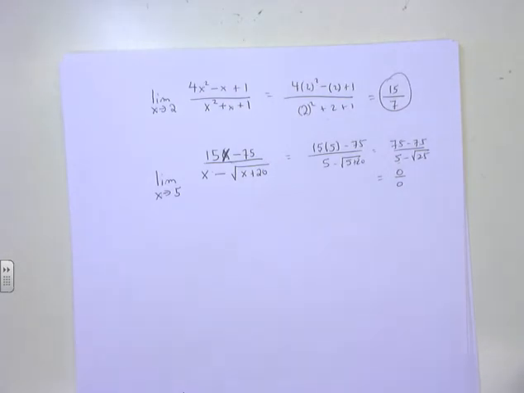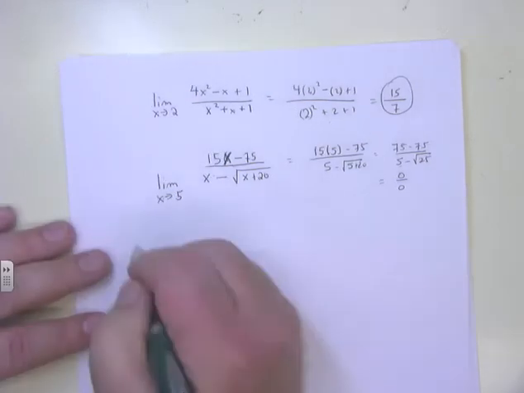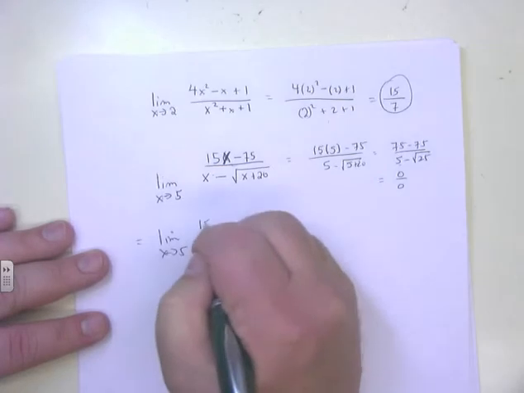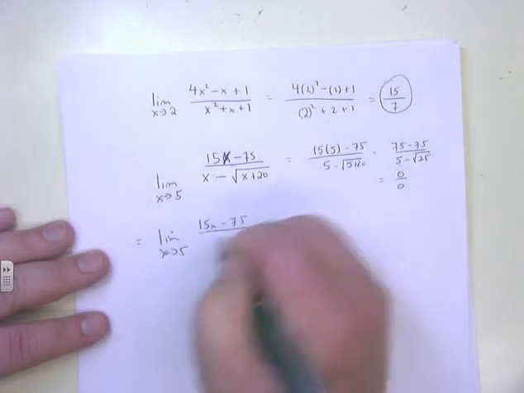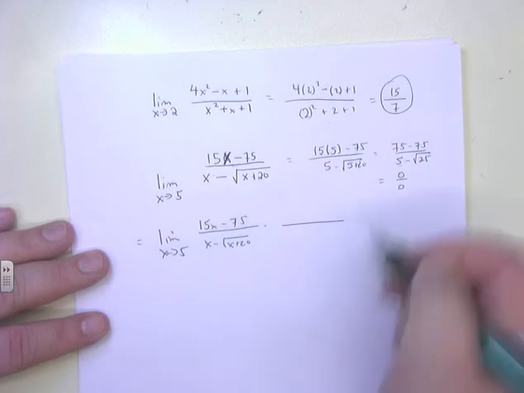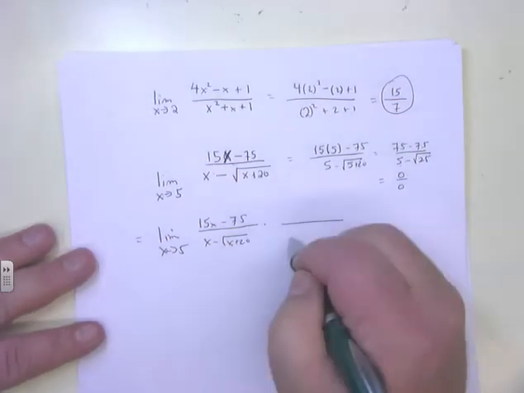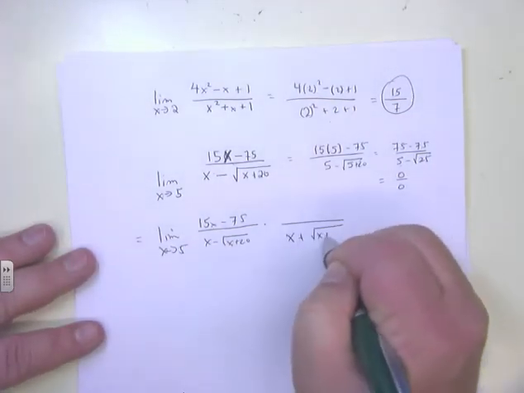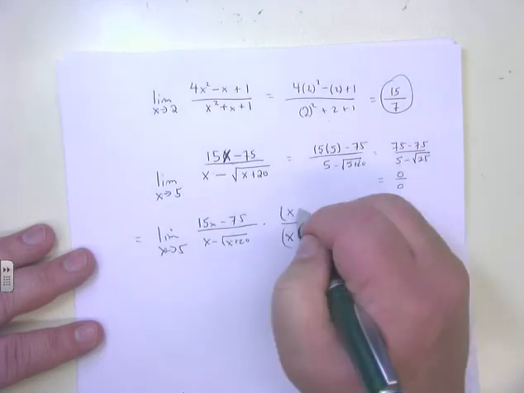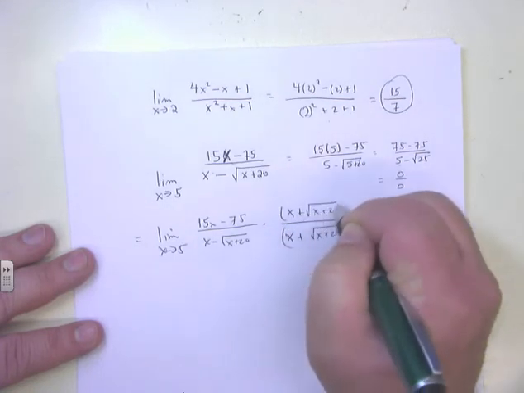So this, again, I'm trying to make things look a little more bizarre. What would you do to clean this guy up so you can clean up the algebra? Do algebra. What would you do? Conjugate. So let's rewrite the problem. This is the limit as x approaches 5 of 15x minus 75 divided by x minus the square root of x plus 20. What is the conjugate? Outstanding. x plus the square root of x plus 20. But what you do to the bottom, you got to do the top. x plus the square root of x plus 20.